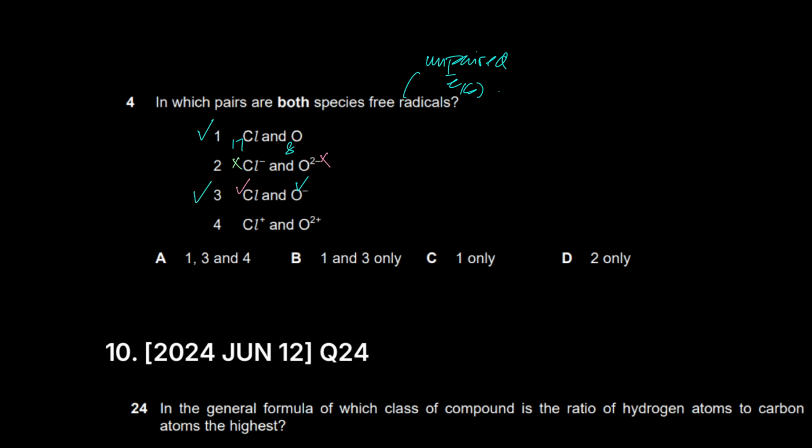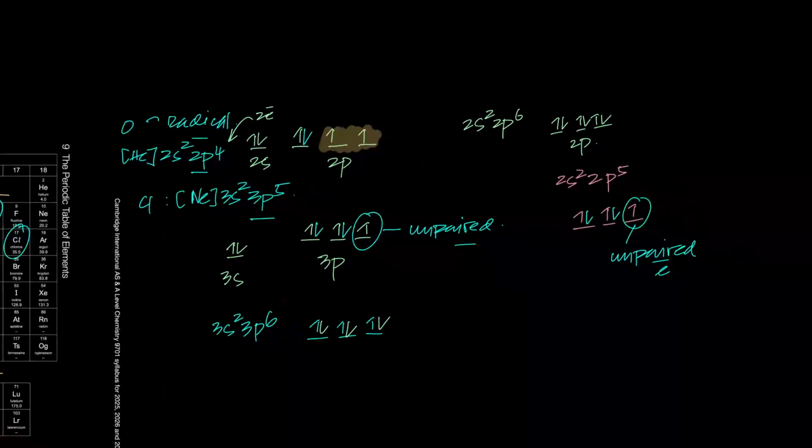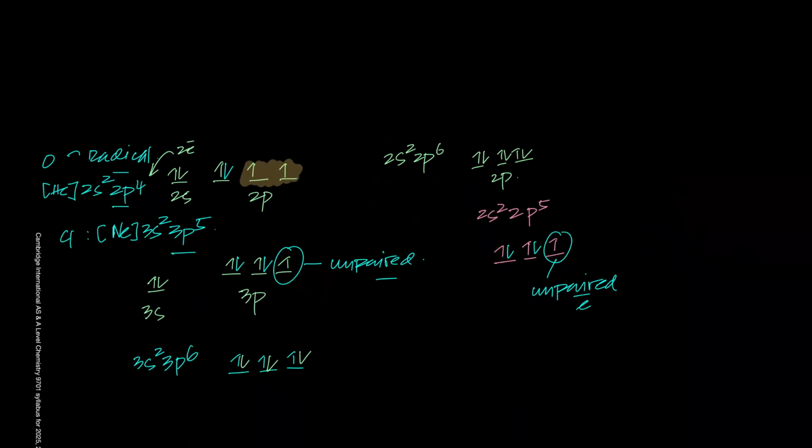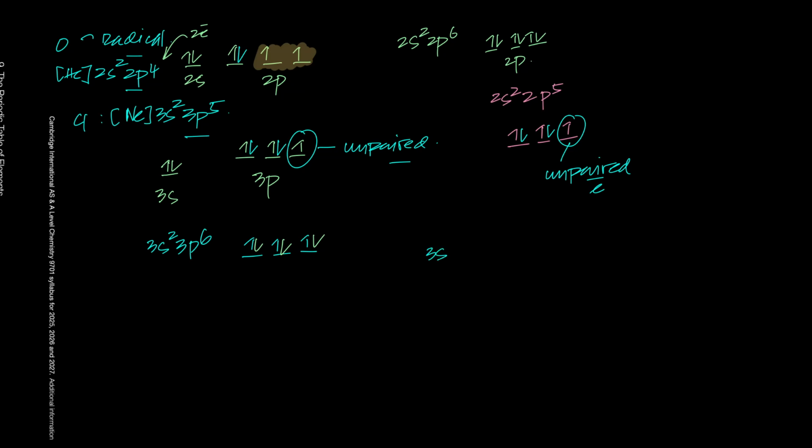What about Cl plus and O2 plus? Cl plus means that now you are not 3s2, 3p5, you have lost an electron, so you are 3s2, 3p4. And if you want to see 3p4, it's 1, 2, 3, and the fourth electron is paired right here. So you have an unpaired number of electrons.